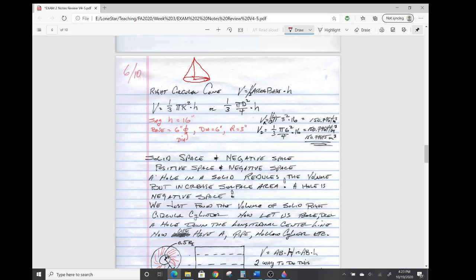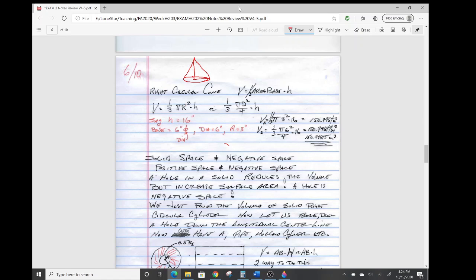And guess what? Oh my God, we get the same answer: 150.796 inches cubed. 150.79644 inches cubed. It's the same stuff, right? How much does it weigh? Well, I don't know, Mr. Wizard. What's it made out of? Well, let's say it's made out of steel.